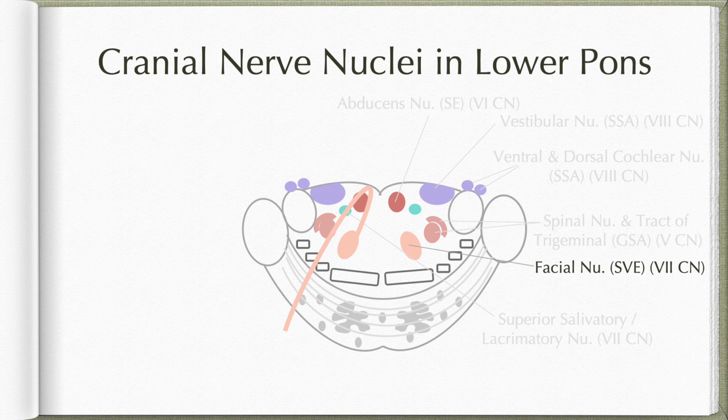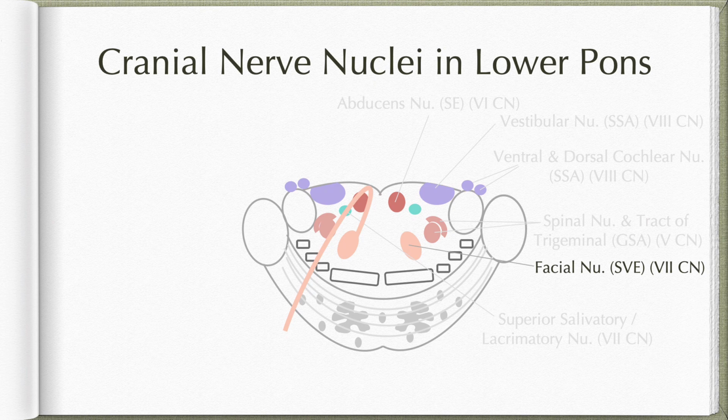Now, belonging to the special visceral efferent column, this nucleus supplies all the muscles which develop from second pharyngeal arch, which includes predominantly the muscles of the facial expression. Within the nucleus, the scalp and the upper facial muscles are represented in the dorsal part of the nucleus, and the lower facial muscles are represented ventrally.